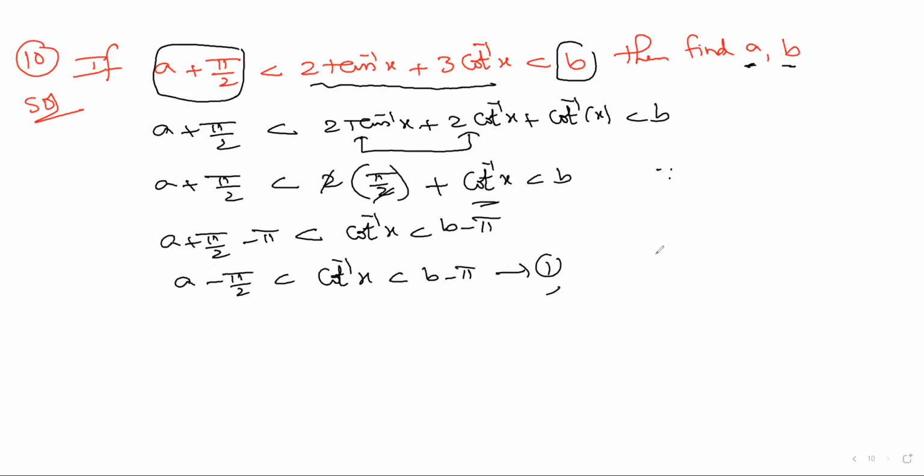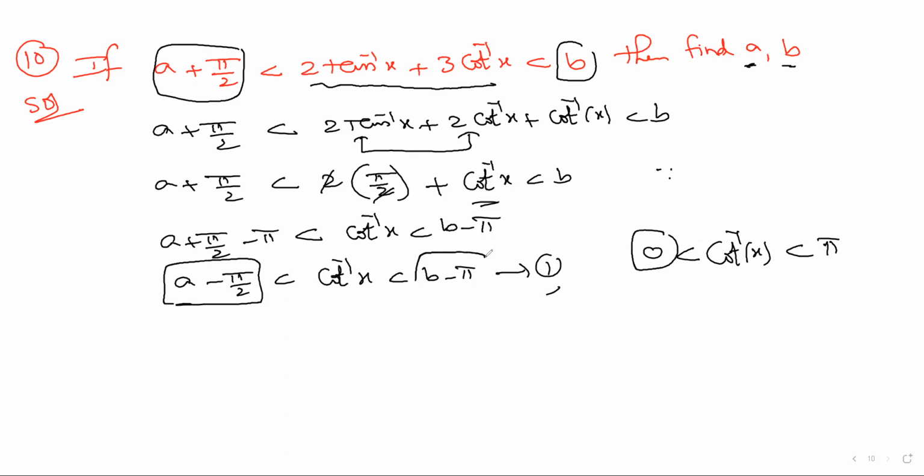Okay, next we have cot inverse x lies between 0 to pi. Here the left side value a minus pi by 2 is 0. The right side value b minus pi is equal to pi. So the middle value is cot inverse x. Therefore a minus pi by 2 is equal to 0. The a value we get is pi by 2.